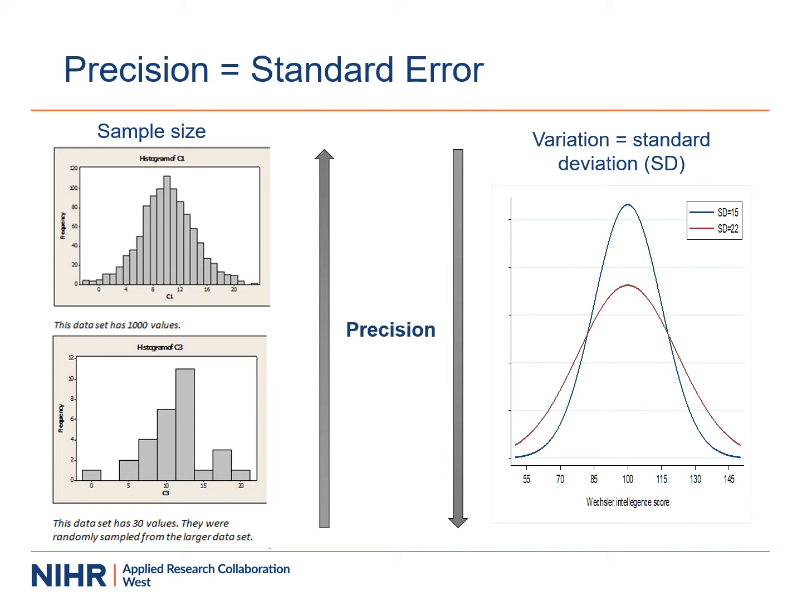And we calculate precision by calculating the standard error. The higher your standard error, the lower your precision. So you want to have a low standard error to have a high precision. And there's two things you can do to influence precision or your standard error. That's either by changing the sample size. The more people you have in your study, the more precise your estimate will be. And on the other hand, the lower the standard deviation of your variable that you're measuring, the higher the precision.